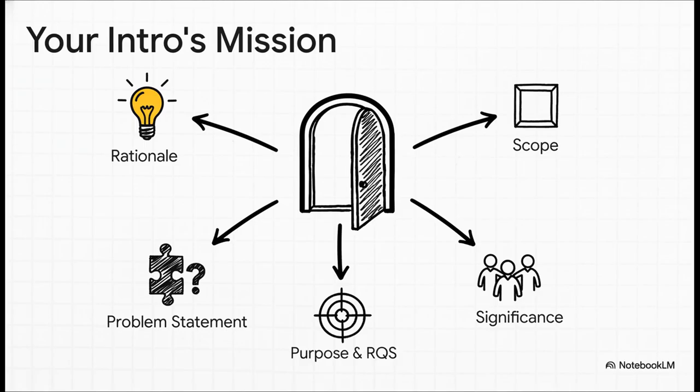You have to kick things off with a clear rationale, like why should anyone care about this topic? Then you have to pinpoint the exact gap in our knowledge with a sharp problem statement. From there, you state your purpose and your specific research questions. Explain who actually benefits from your work, and finally, draw a clear line in the sand defining the scope of your study. Every single one of these pieces is absolutely crucial.